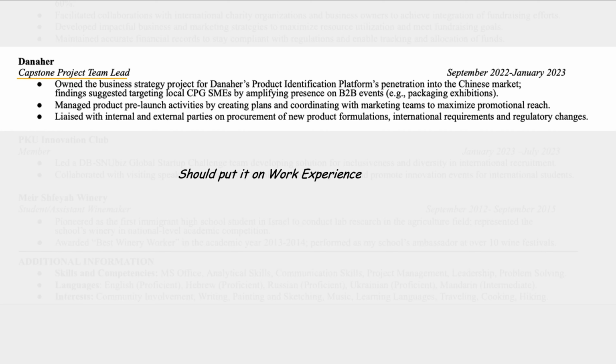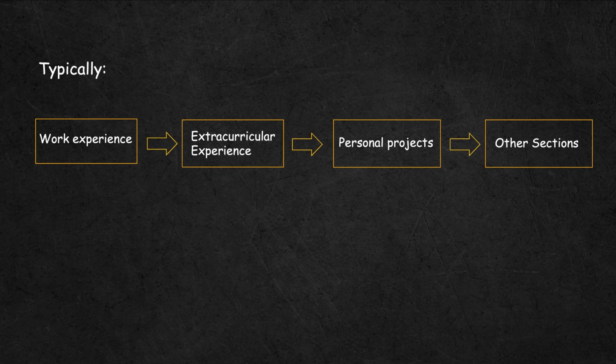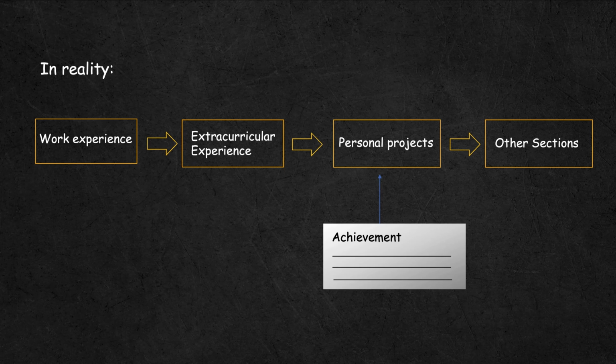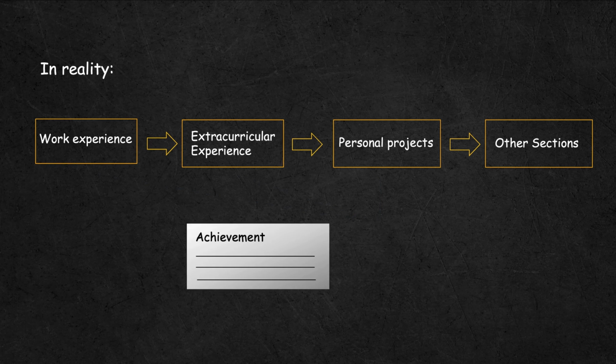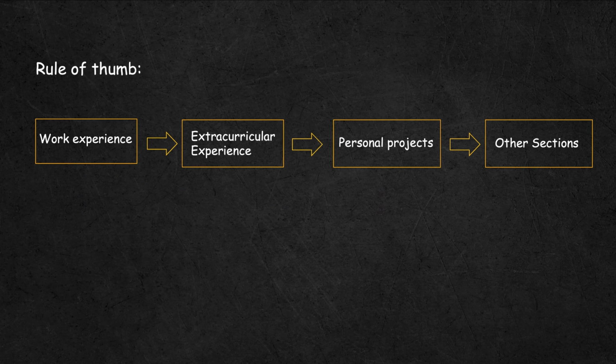That said, perhaps there is a reason. For example, maybe this is part of a competition hosted by the firm, and so it does not qualify as a job. Let's digress for a moment. Typically in a resume, you have work experience, extracurricular experience, personal projects, etc., so clean and separate sections. But reality is often more nuanced, and we have entries that might straddle 2 or 3 sections at the same time. In those cases, you might want to put it in places more valuable to the screeners. The general rule of thumb is work experience, then extracurricular, then personal.